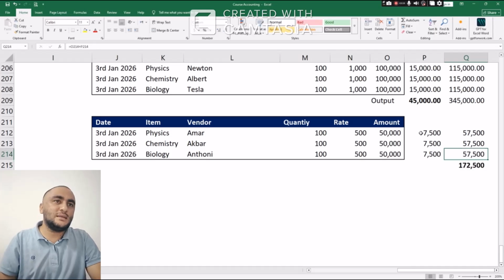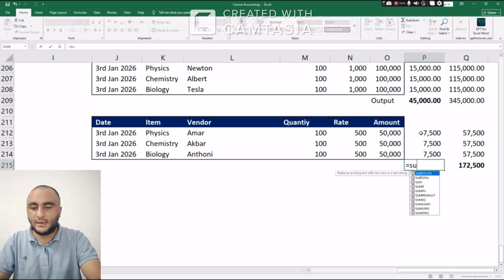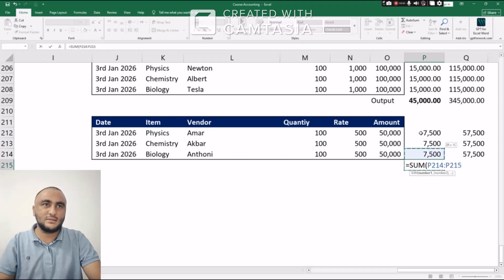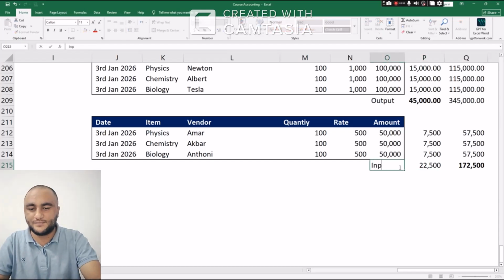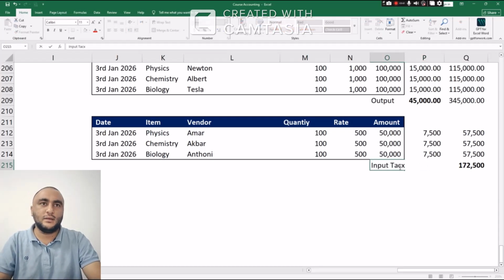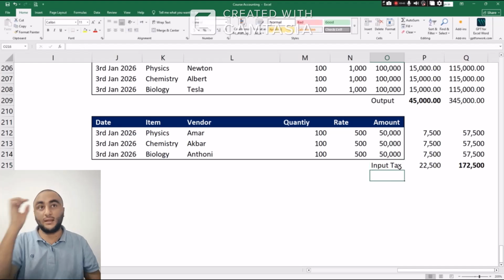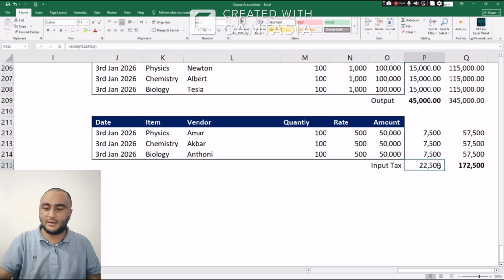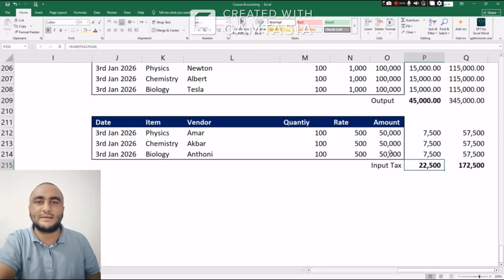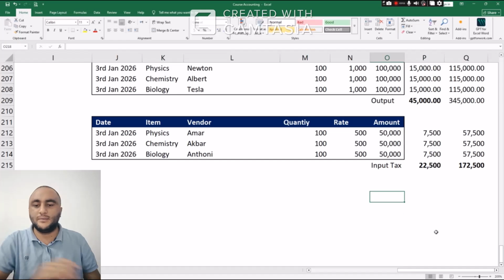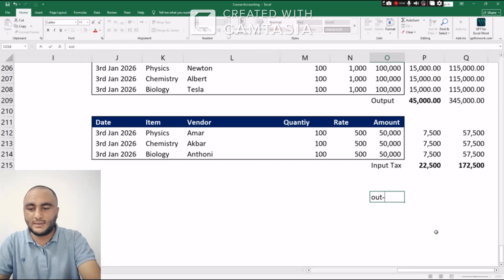We have to pay them this amount in total, and in the form of taxes we have to pay them this amount, 22,500. This is called input tax. This we have to pay to vendors. Now if the government asks us how much we have to pay, how will we file the tax return? It's output minus input.